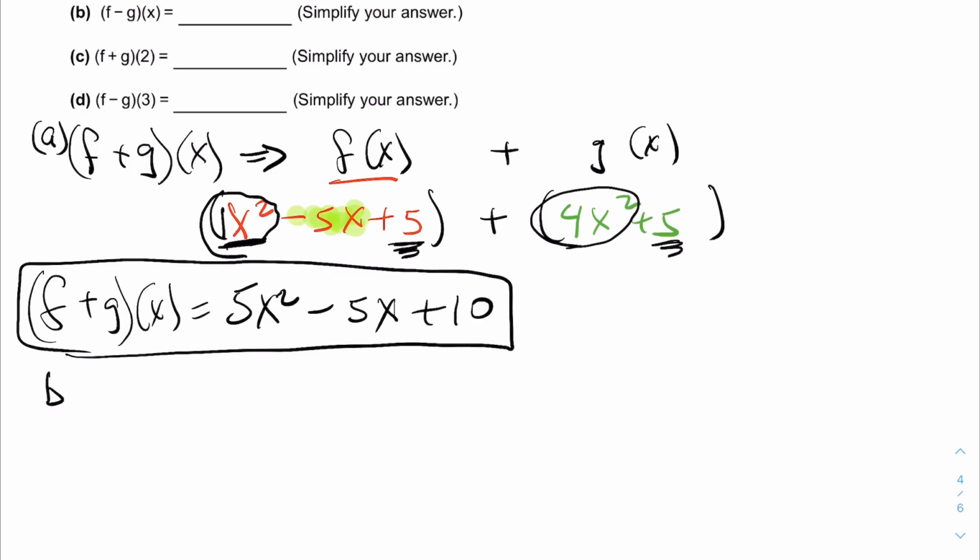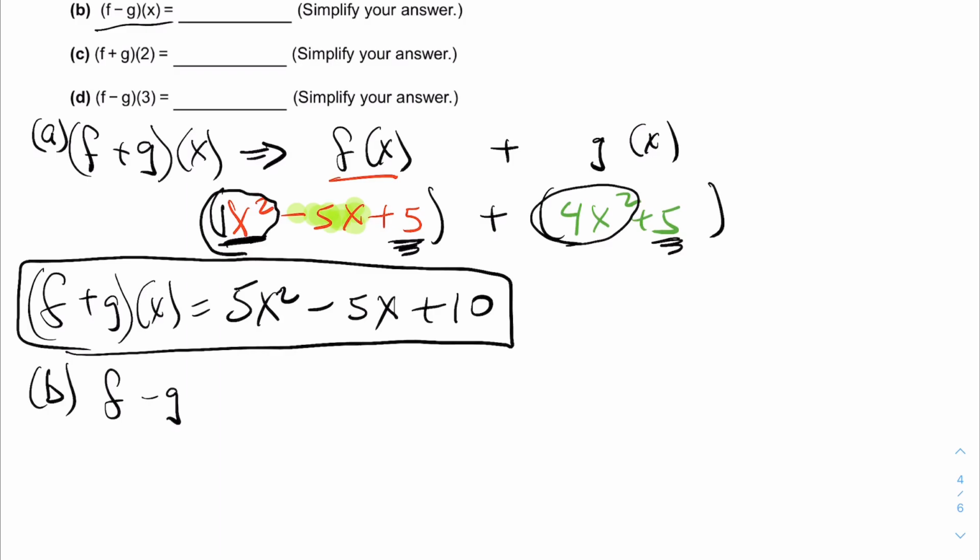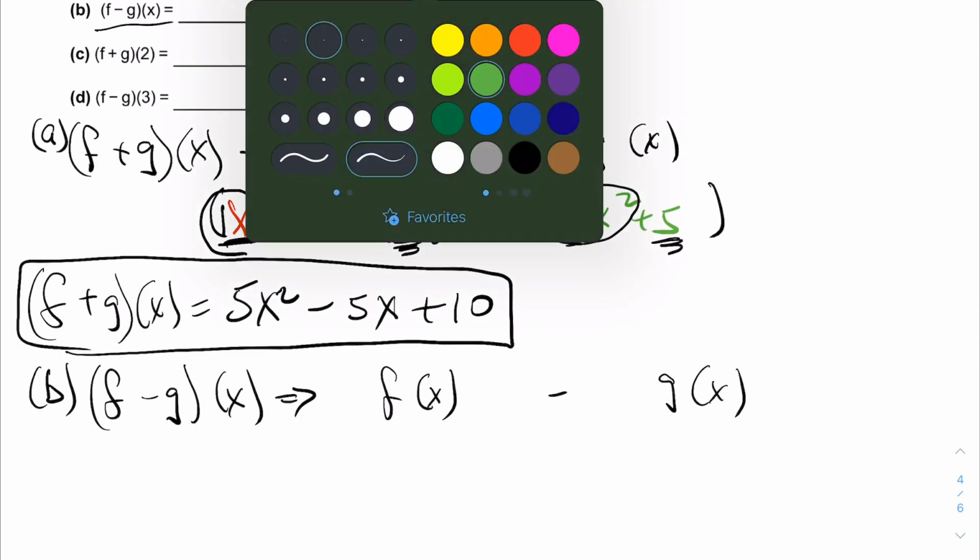Okay, let's do part B. Part B is right here, and it's asking for f minus g of x. And I'd like to rewrite that as f of x minus g of x. As I said, I think that is more intuitive writing it that way.